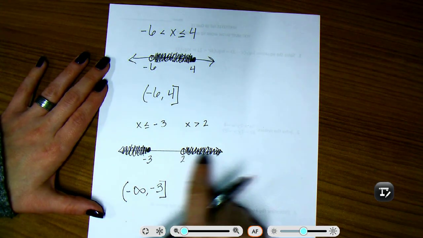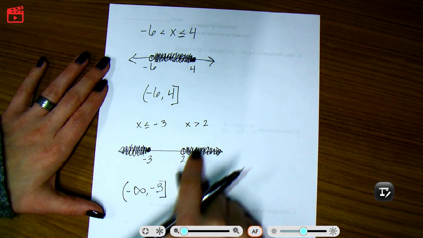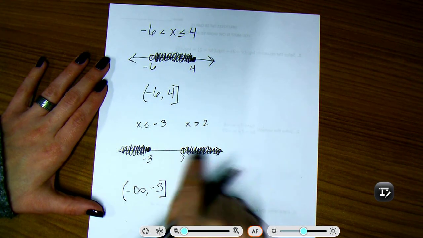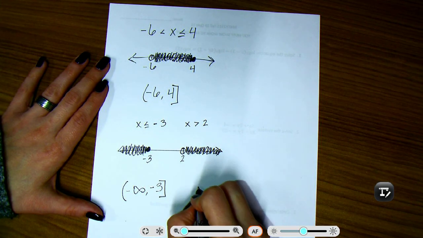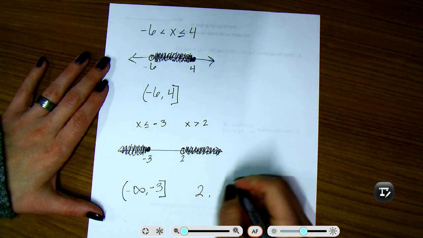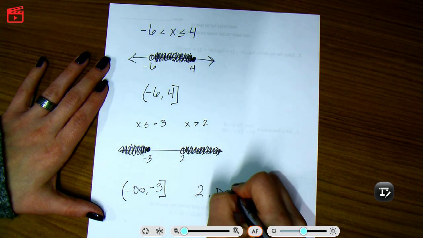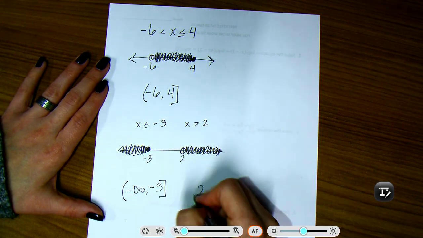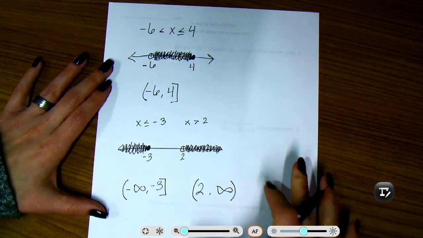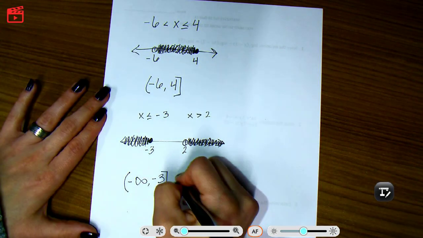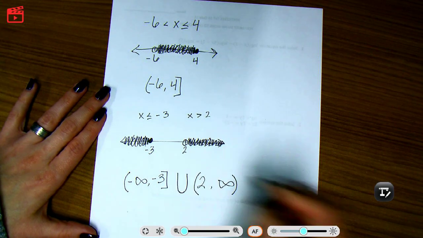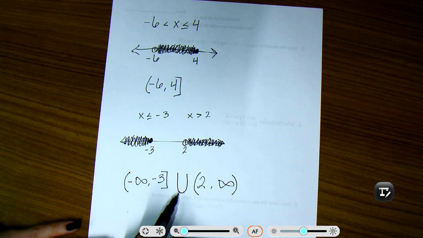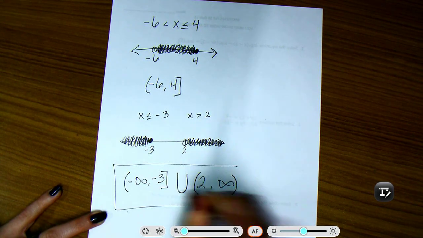And the right shaded portion for x greater than 2, the smallest number in this interval is going to be 2. And we see it goes off to the right to infinity. Again, infinity gets a parenthesis. 2 has an open circle. It's not included or equal to, so it gets a parenthesis. And generally, when we have multiple intervals, we'll use a U for union. So we have -infinity to -3, union 2 to infinity. There's our interval notation.